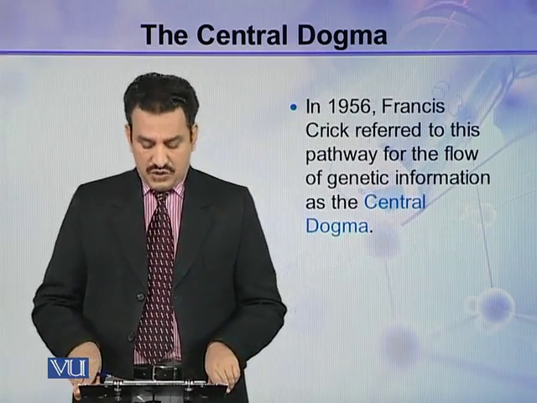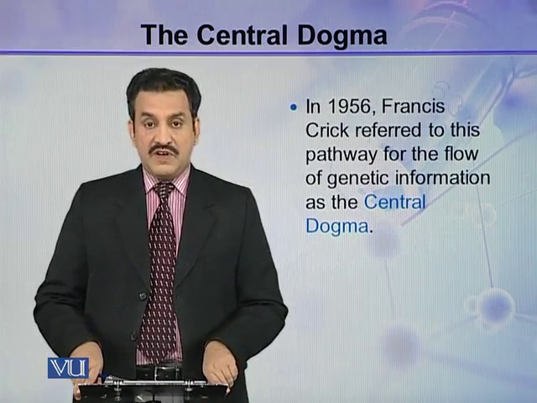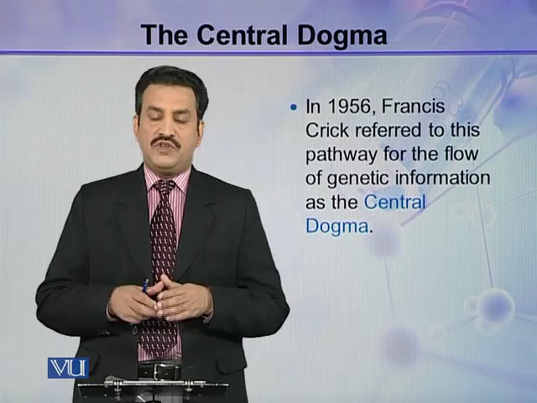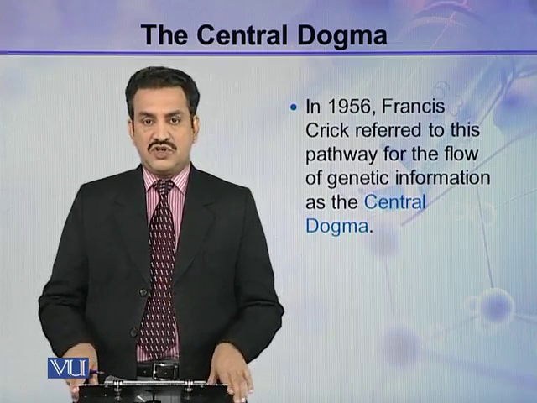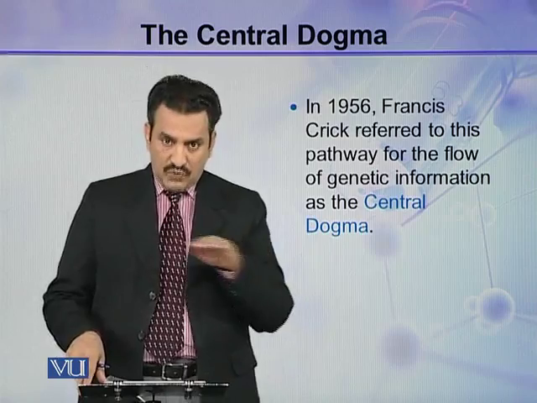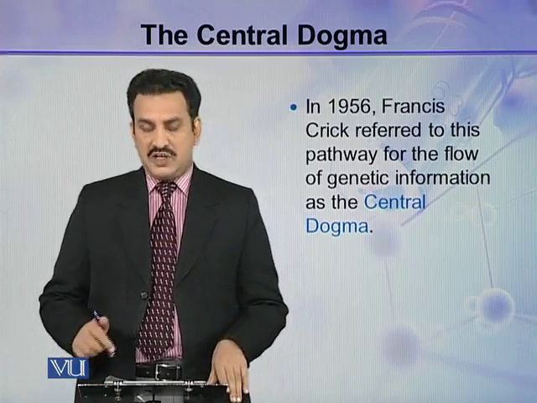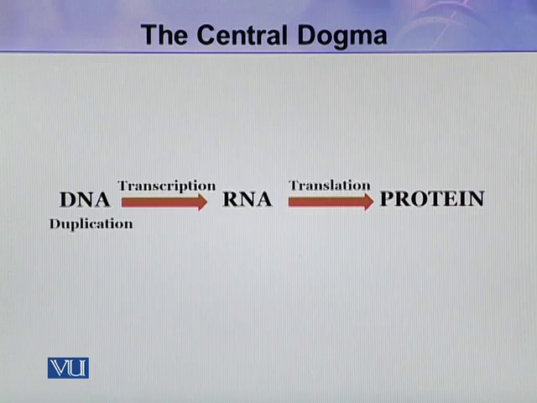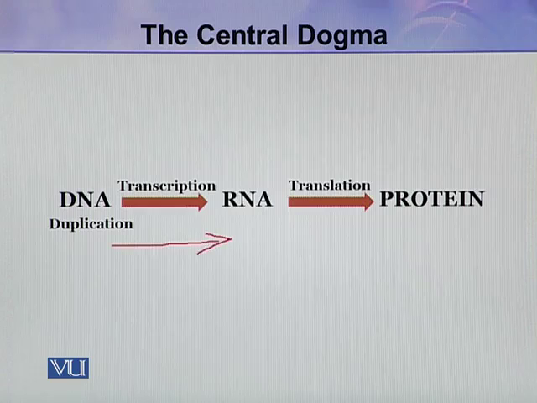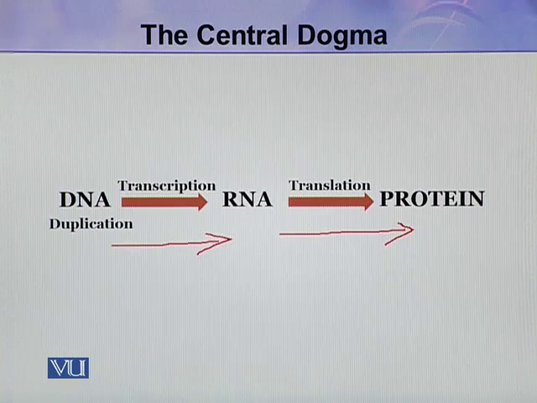In 1956, Francis Crick referred to this pathway for the flow of genetic information as the central dogma. So this flowing pathway of information was called the central dogma. Here you can see this is DNA, and the information flows from DNA to RNA during the process of transcription, and then from RNA to proteins during the process of translation. So this is during the growth of cells.